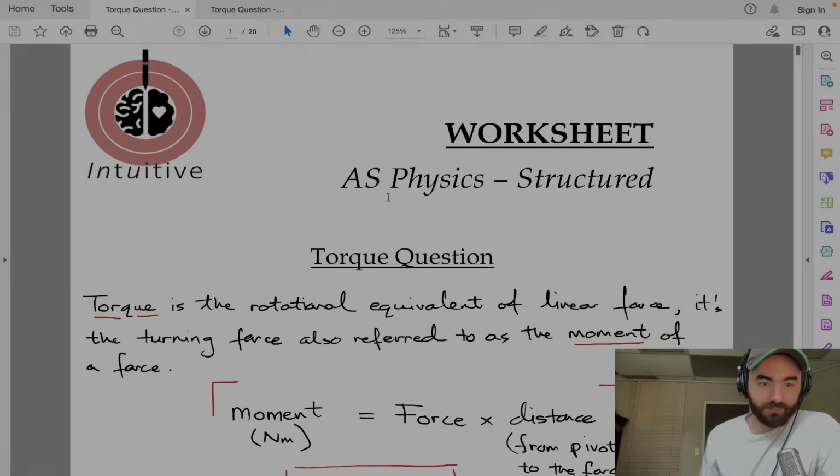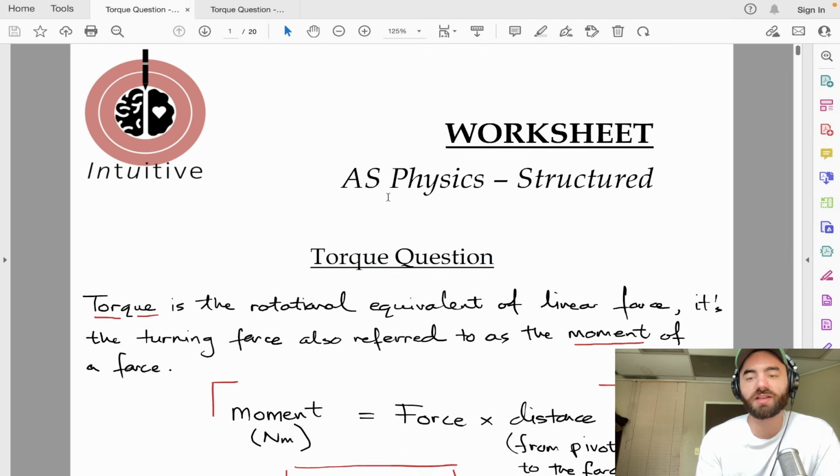All right, so what is torque? Torque is basically the rotational equivalent of linear force. It's a sort of turning force. It's referred to as the moment of a force. So how do we calculate this?